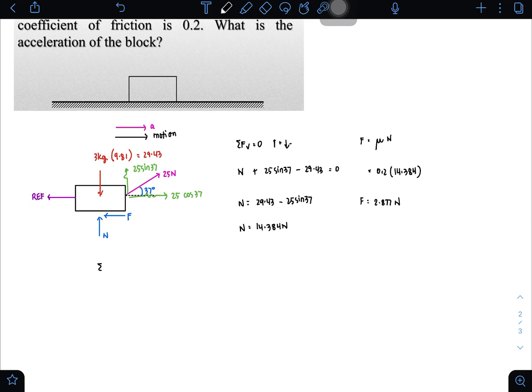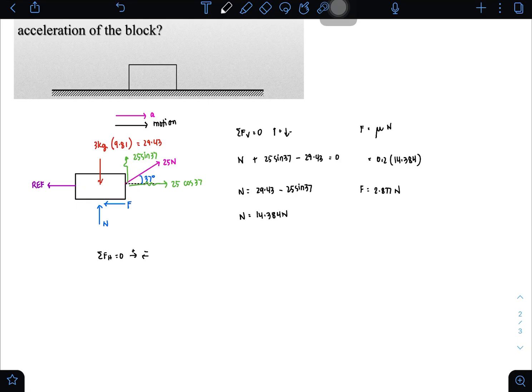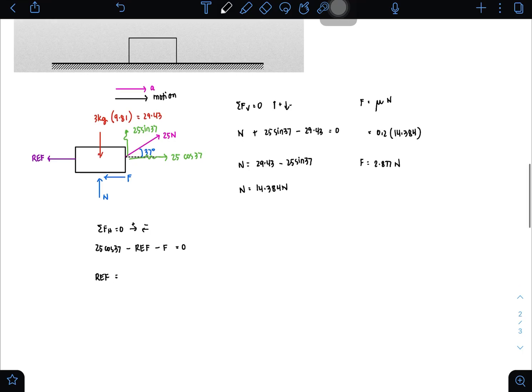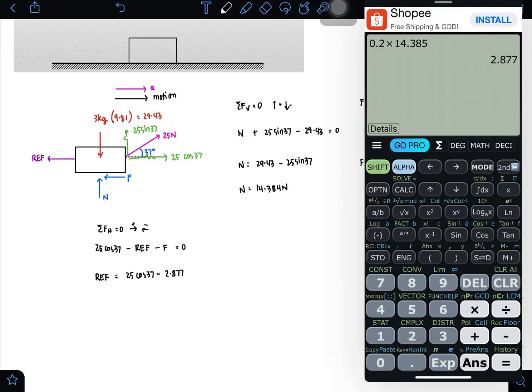So we can now proceed in getting REF by having summation of forces horizontal, to the right positive and to the left negative. So what are the forces along the horizontal? You have the 25 cosine of 37 to the right positive, then minus REF, then minus the frictional resisting force F, and that's equal to 0. So we're going to transpose this to the other side. It will become positive REF, and that's equal to 25 cosine of 37 minus F, which is 2.877.